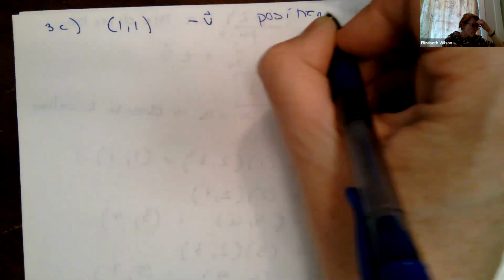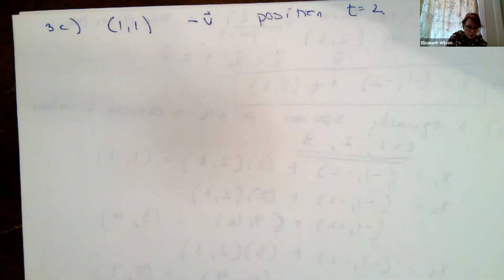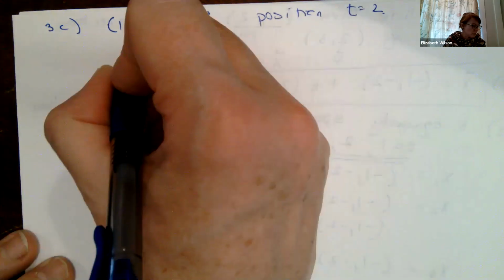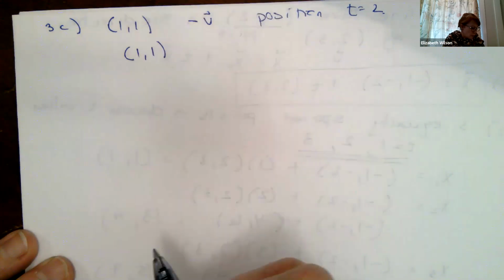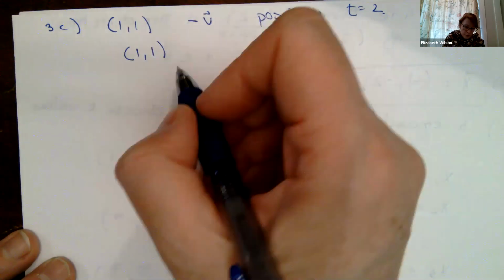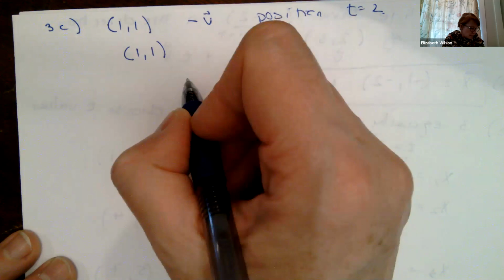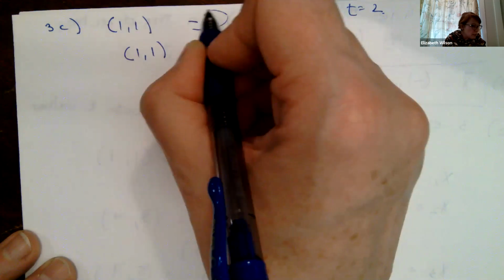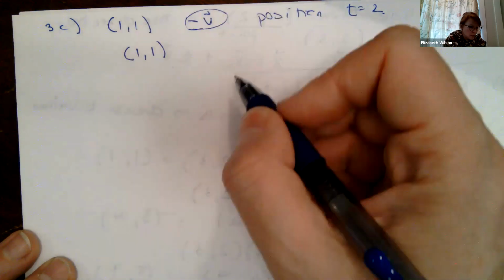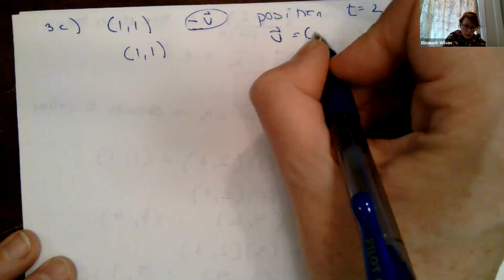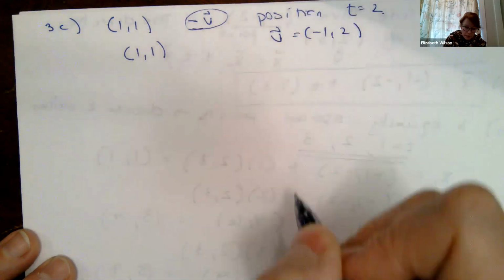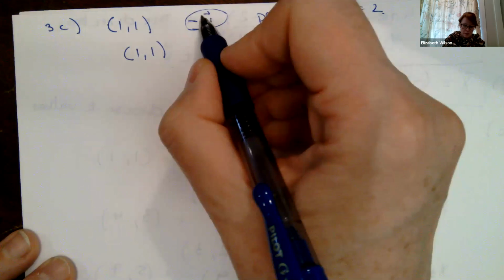So now what happens is my initial position for this object is at 1, 1, okay? And then what I want to do is I'm traveling here. So that means that my v is originally, if v is equal to -1, 2, minus v is equal to positive 1, negative 2.